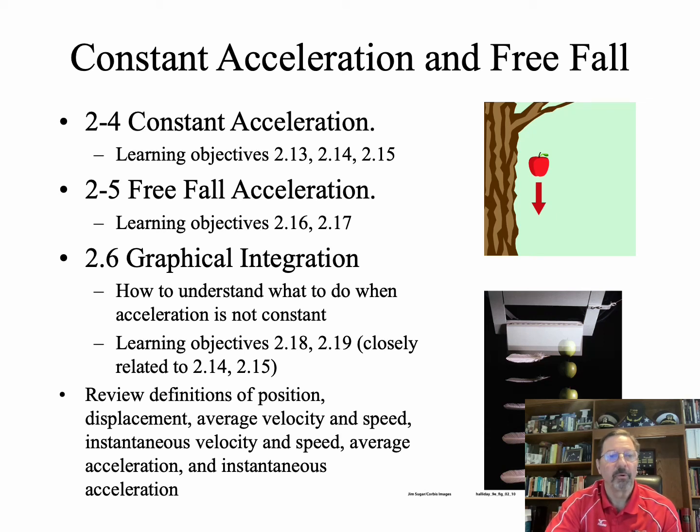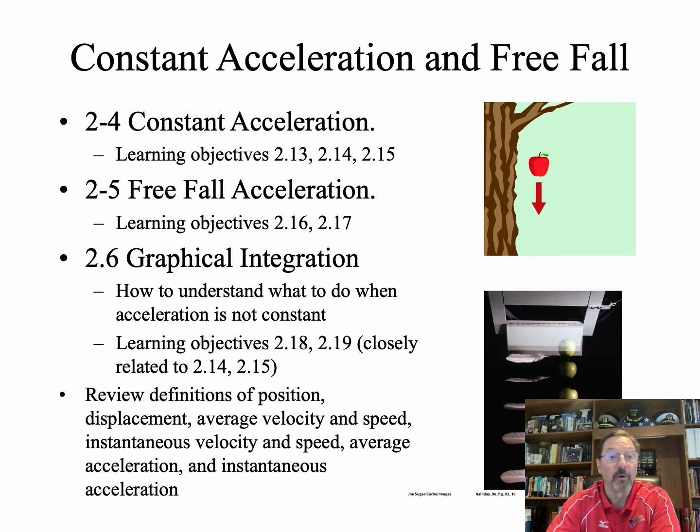So welcome to the pre-lecture video for the next topic in the course, that of constant acceleration and free fall. You should view this video prior to coming to class on the 5th of April. Additionally, you should read sections 2.4, 2.5, and 2.6 in our textbook, which is Halliday, Resnick, and Walker, 10th edition.